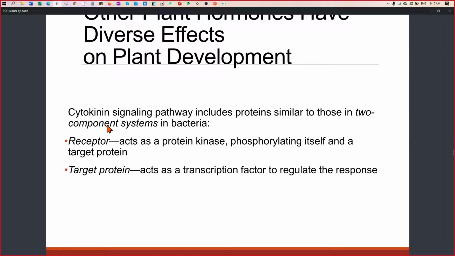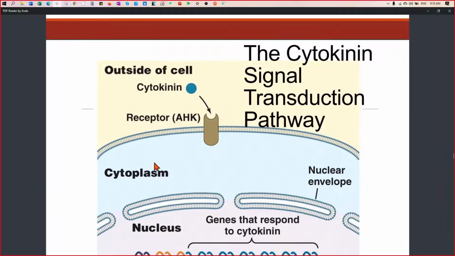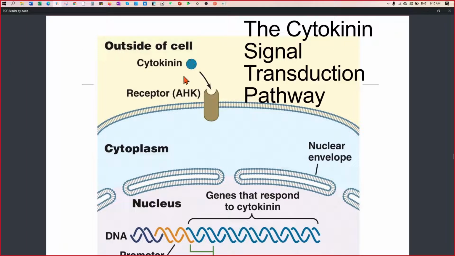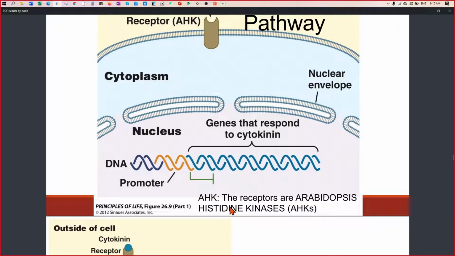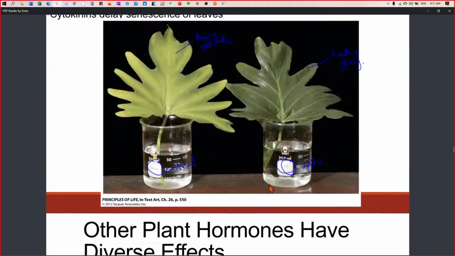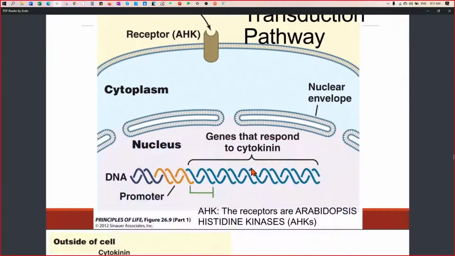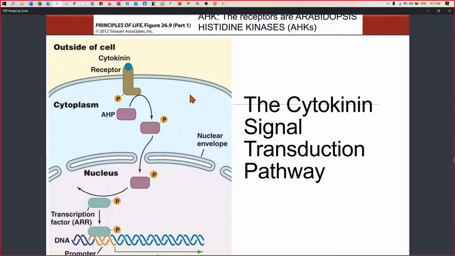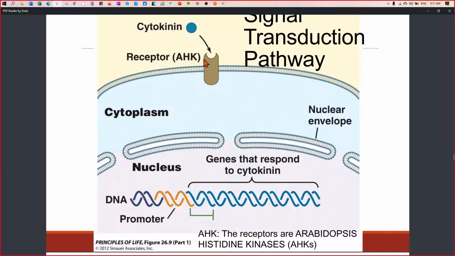Okay. So how do cytokinins work? Again, you're going to have your receptor and also the target protein. So this is your cytokinin, and this is your receptor AHK. AHK, what is it? Arabidopsis histidine kinase. That's the long name of it. So when this happens, it will cause some specific genes to express. These genes are important to ensure that the plants are younger looking all the time.